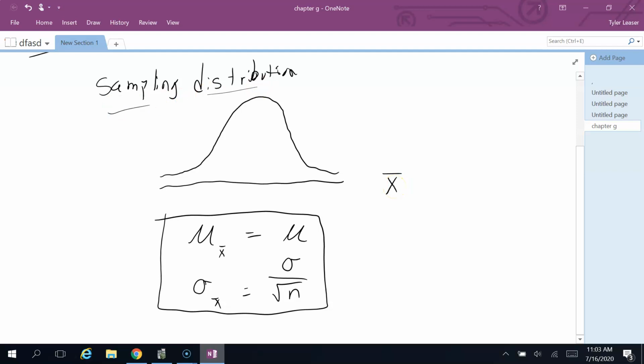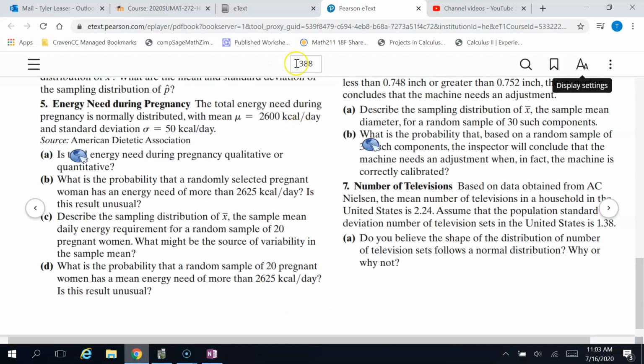Okay, now that we have that as kind of a little setup, let's now look at an example. So I pulled up the book. This is on page 388. We're just going to look at number 5. So this is in the back of Chapter 8 in the review section. Energy need during pregnancy. The total energy need during pregnancy is normally distributed with a mean of 2,600 calories per day and a standard deviation of 50 calories per day.